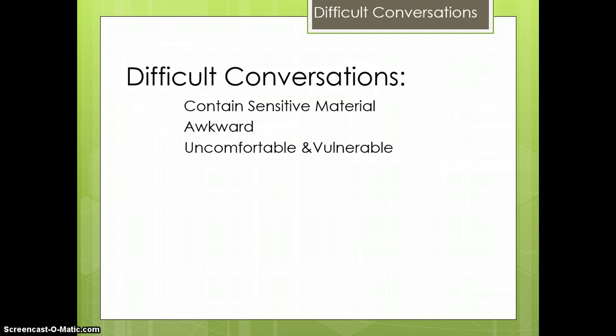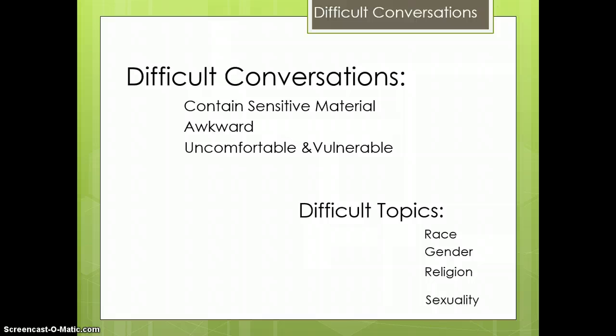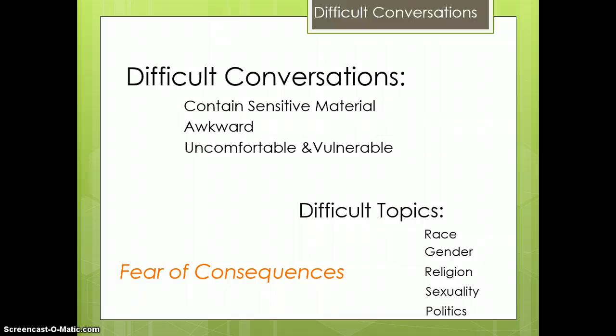So some of the common topics that people find difficult to discuss and that often we see difficult conversations resulting from are race, gender, religion, sexuality, and politics. And the reason that difficult conversations really take place, or what makes a conversation difficult, is our fear of the consequences. What are the consequences that might result from a conversation after? That often is what makes it a difficult conversation.